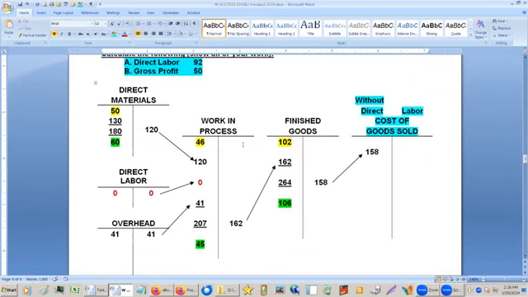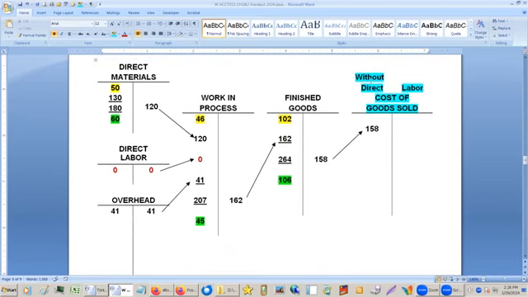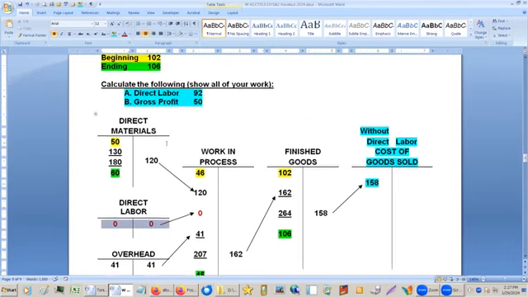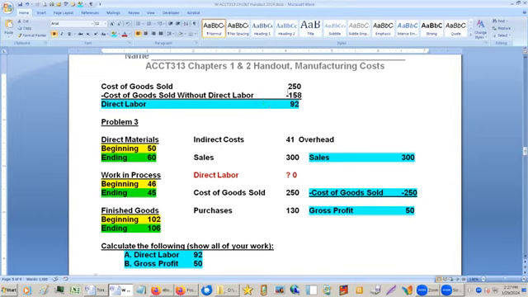Okay, so again, coming down here, we're going to find the cost of goods sold without direct labor. So this is it without direct labor. Now, I know it's wrong. It's wrong by whatever we should have in this direct labor. So that's when we come up here and we say, okay, here's cost of goods sold, what it should be, 250. Here's what we came up with without the direct labor. So the difference must be the direct labor.